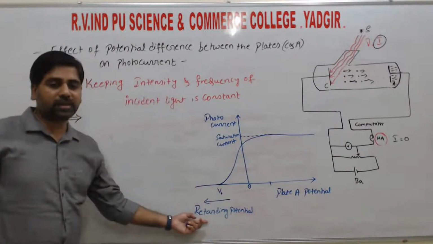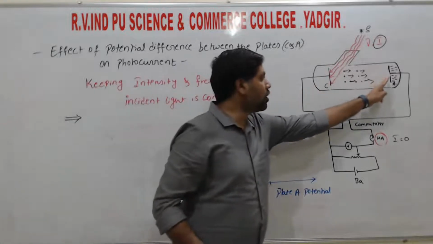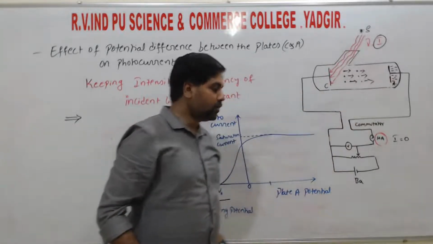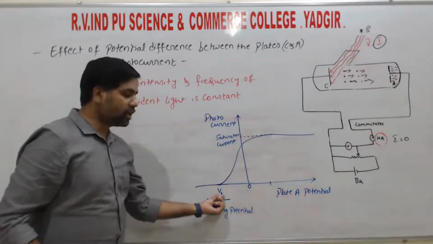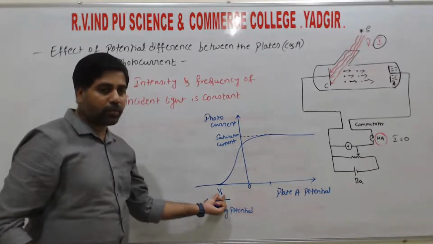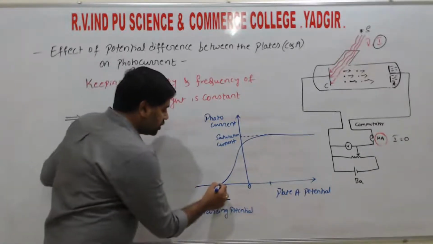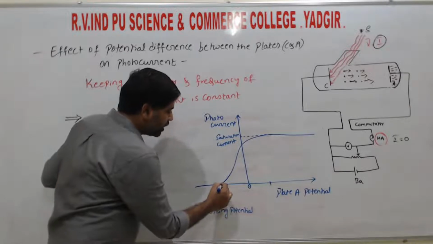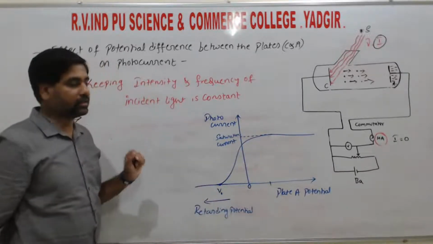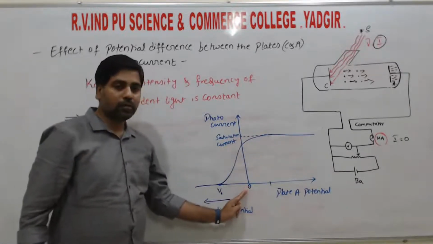Retarding is nothing but opposing. The flow of electrons is opposed by these plates. That plate is at the potential V naught. So V naught is the stopping potential. From here it goes on increasing. Suddenly it will not fall to 0.